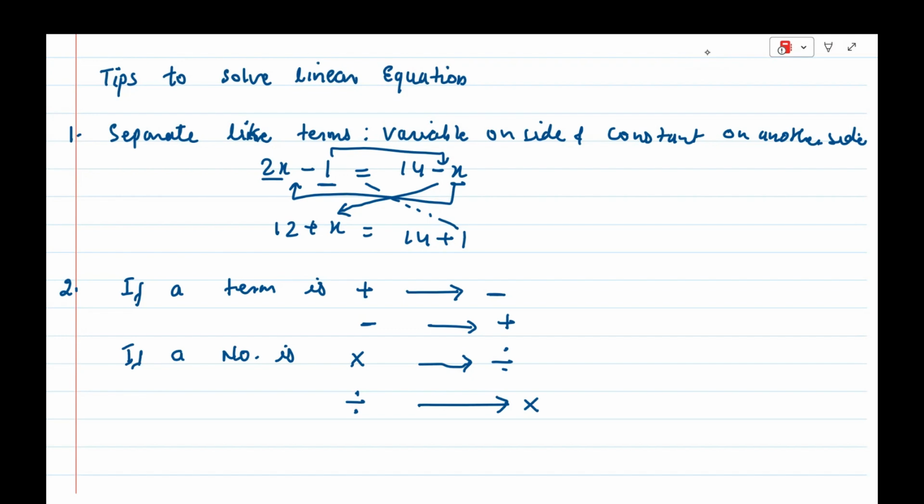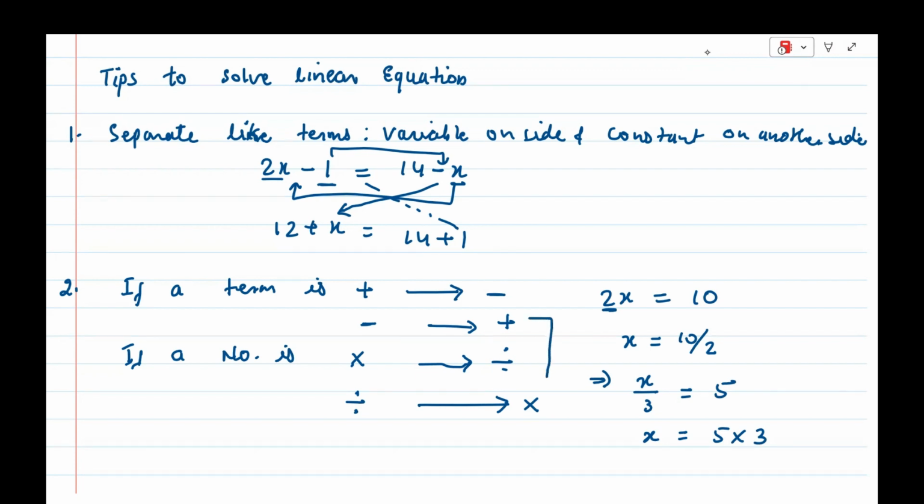How? I'll show you. Suppose here I have 2x is equal to 10. As a number that is in multiplication with x goes to the other side, it will go for division. And suppose on the left-hand side, take another example. Suppose I have x by 3 is equal to 5. As 3 is division, going to the other side, it will become multiplication.